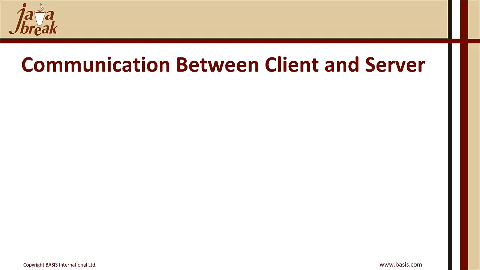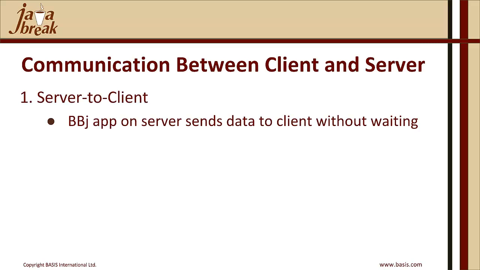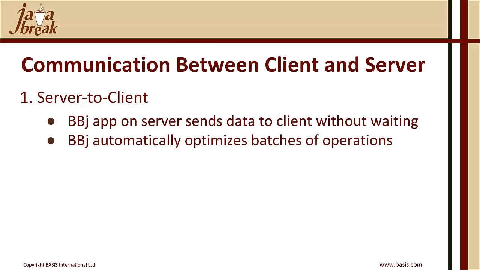Thanks, Nico. When we design a distributed application, the client and server work together to manipulate data, perform calculations, and present information to the user. The communication between the client and server can be broken down into 3 broad categories. Server to client. The BBJ application running on the server sends data to the client without waiting for a response. BBJ automatically optimizes batches of operations in this category to improve performance.